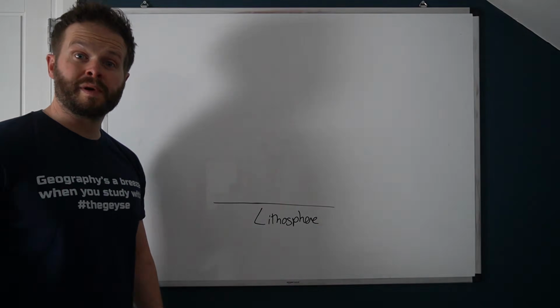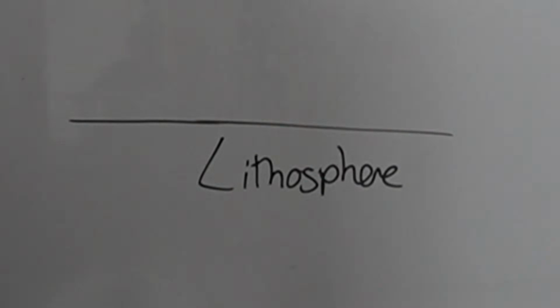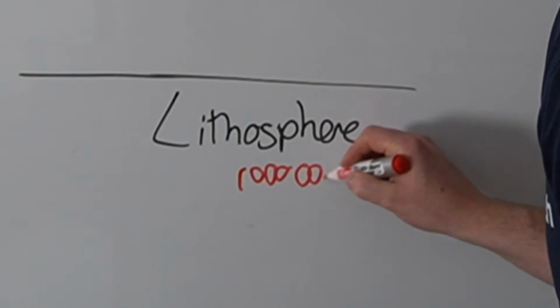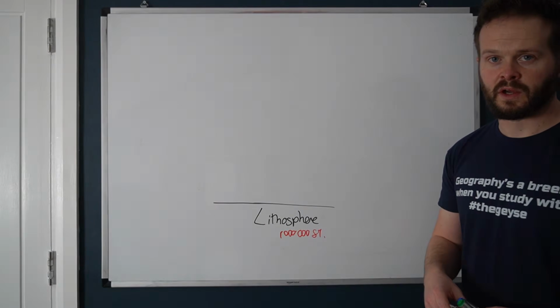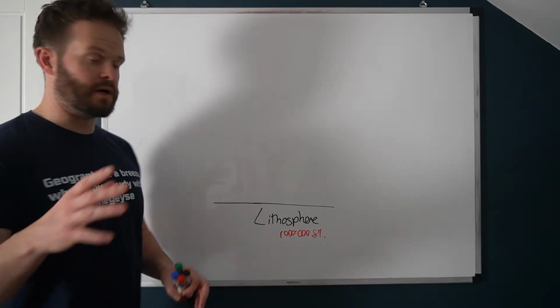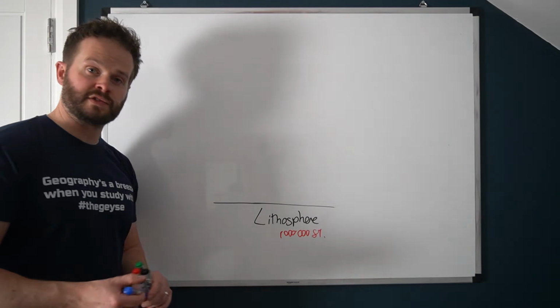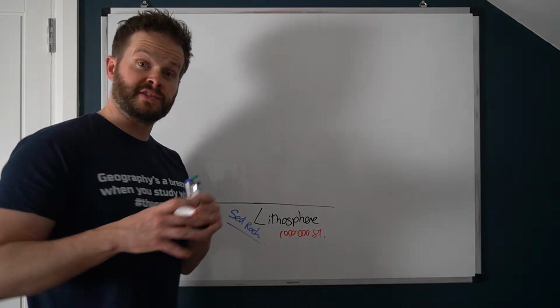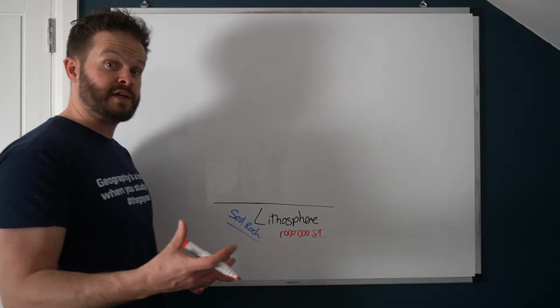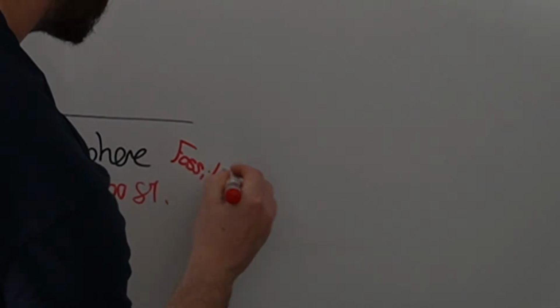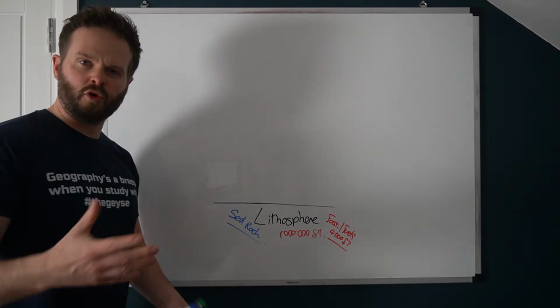The largest store by far is the lithosphere, and this contains 1 million gigatons of carbon. Now, the vast majority of carbon that's stored in the lithosphere is stored as sedimentary rock. And there is a significant quantity of the lithosphere that is also made up by fossil fuels. That represents around 4,000 gigatons.